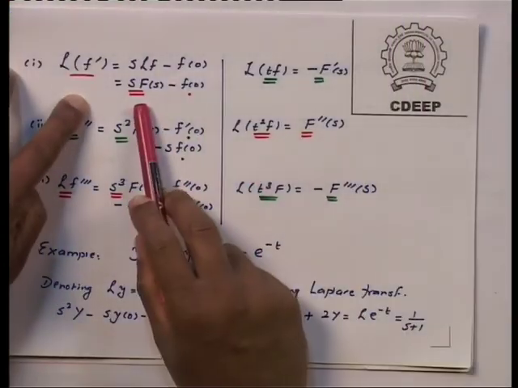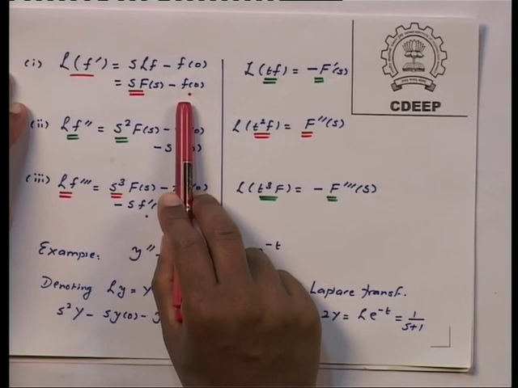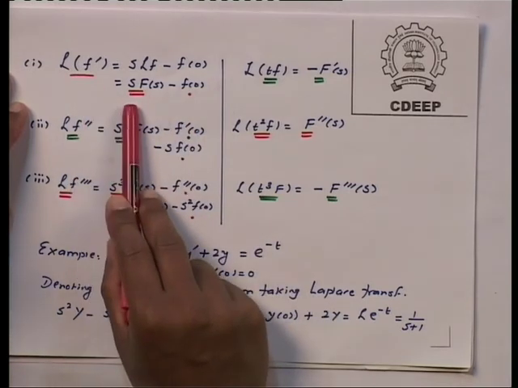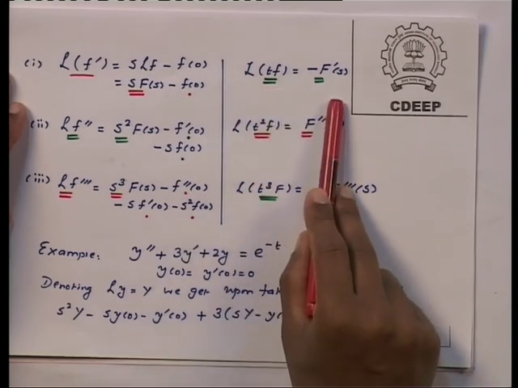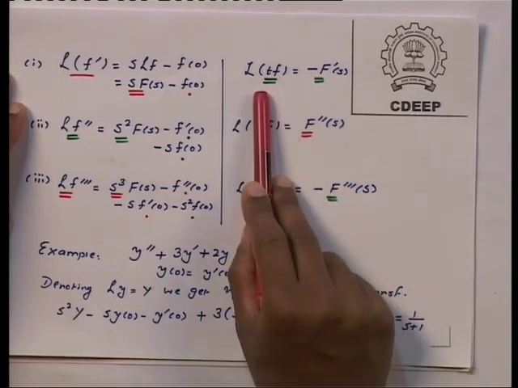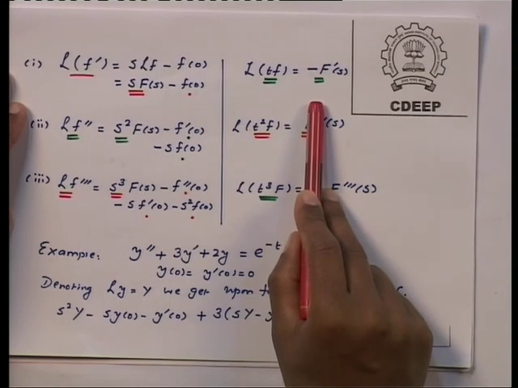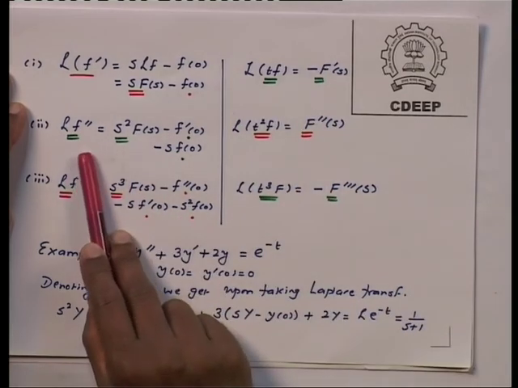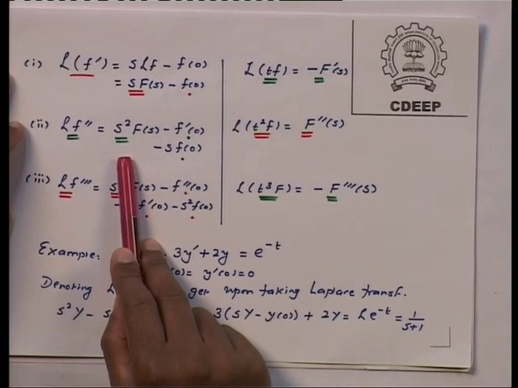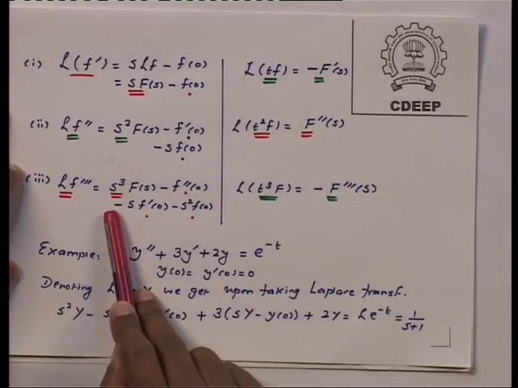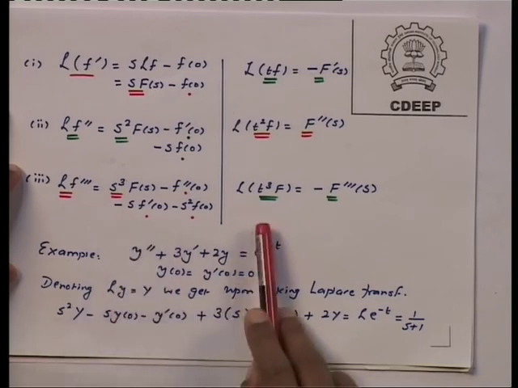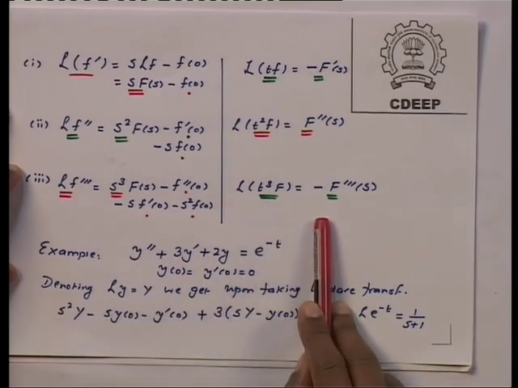Just a brief summary: L of f prime equals s F of s minus f of 0. The derivative has become multiplication by s. L of t f is minus F prime: multiplication by t has converted to differentiation. Second derivative, you see a multiplication by s squared; multiplication by t squared goes over into second derivative. Third derivative has become multiplication by s cubed, multiplication by t cubed has become third derivative.